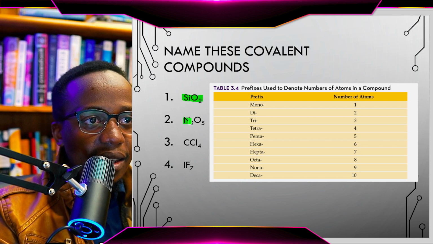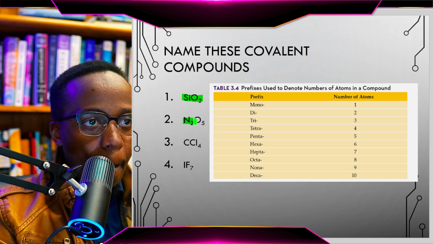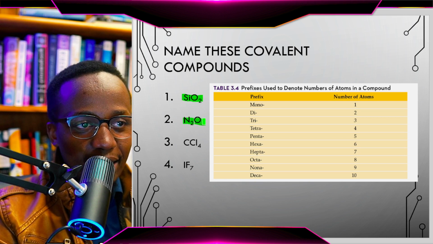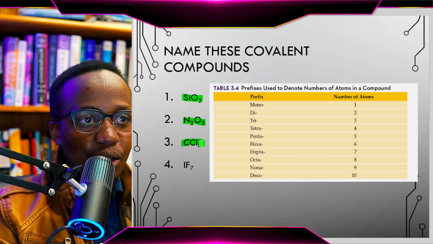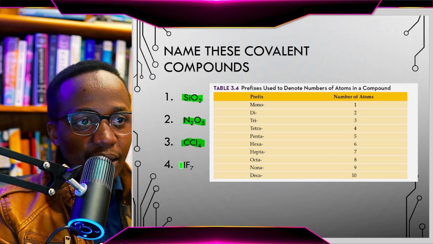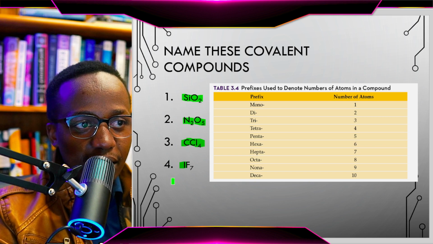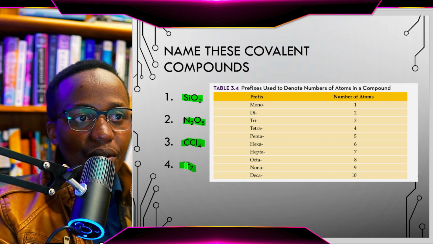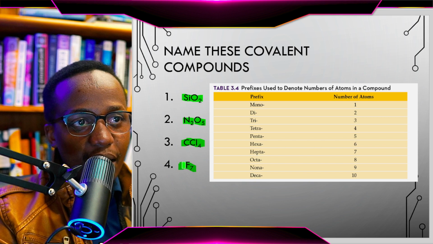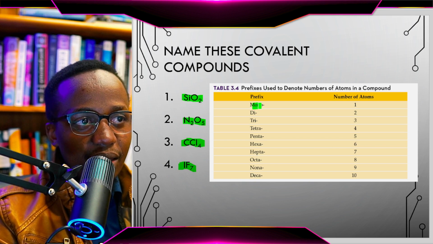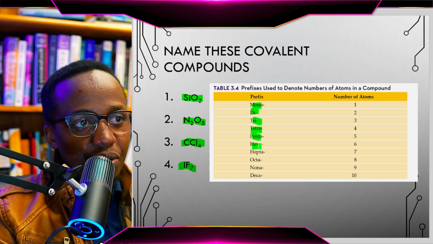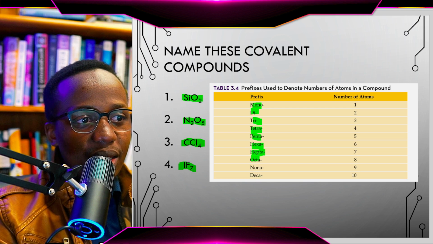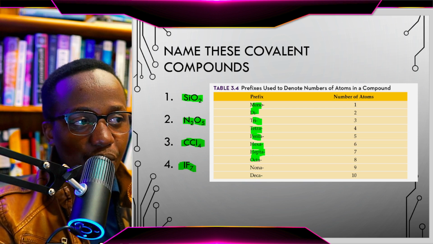This is dinitrogen pentaoxide, right? This is monocarbon tetrachloride. This is iodine heptafluoride, right? So you use these prefixes to specify the number of each atom in the name, but I can't stress this enough: it has to be covalent.